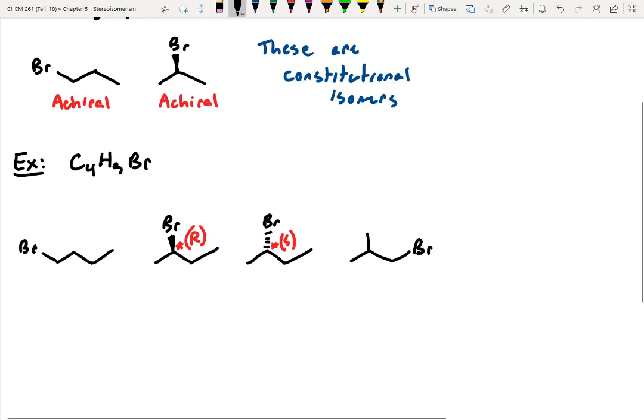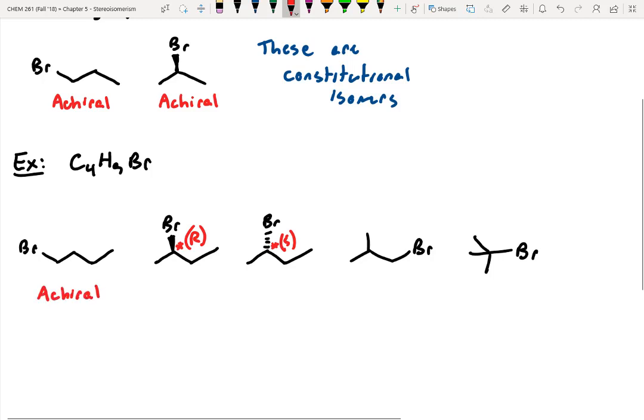And then last but not least, maybe it would be this compound. So I think this is pretty much all of the possible isomers that I can come up with for C4H9Br. So let's determine which ones are chiral. Is the first one chiral? No, it is not chiral. Just like we saw before, if you were to draw its mirror image, it'd be the exact same compound, with the exact same name. So this would be achiral.